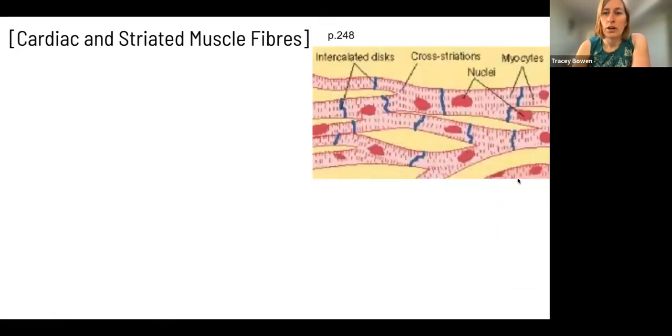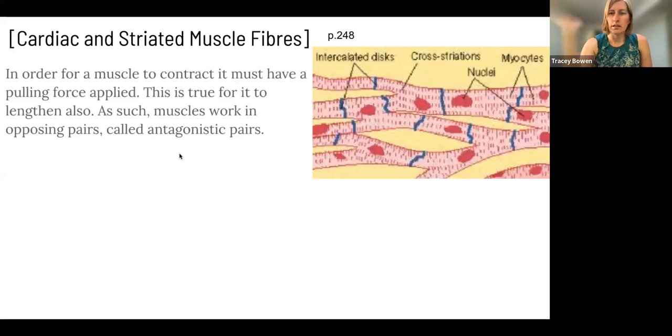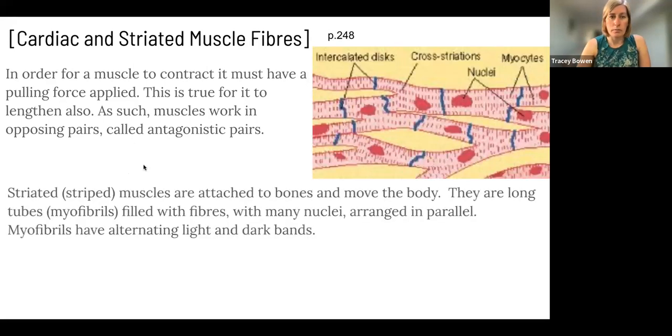So heart muscle is structurally a little bit different than striated muscle, which makes up our muscle fibers in our muscles. But in order for any muscle to contract, it must have a pulling force applied to it. And this is true for it to lengthen also. So if we were talking about a bicep, in order for it to contract, my bicep contracts, but then I need an opposite muscle to lengthen my bicep, and that's going to be my tricep. And so these are called antagonistic pairs. We have them all throughout our body.